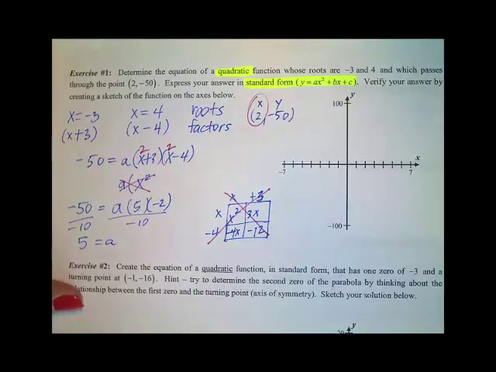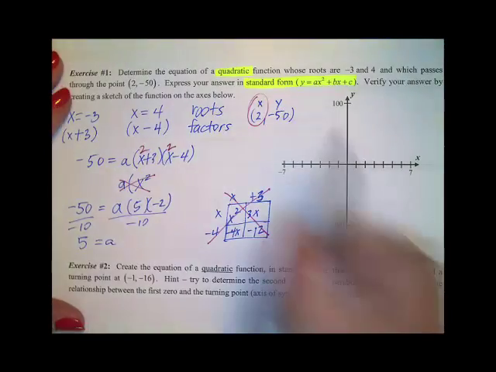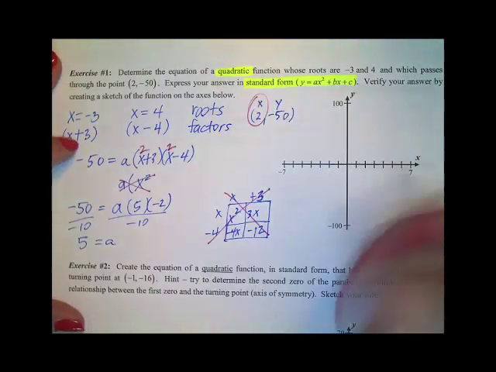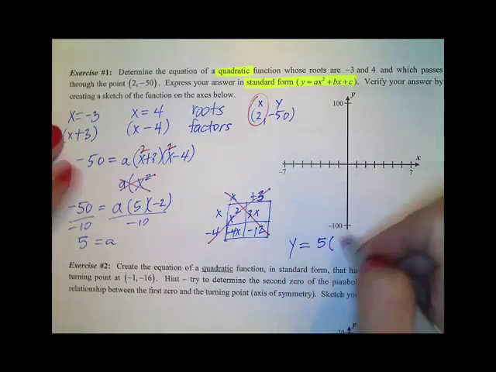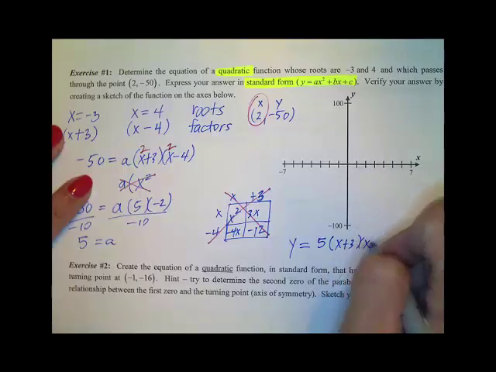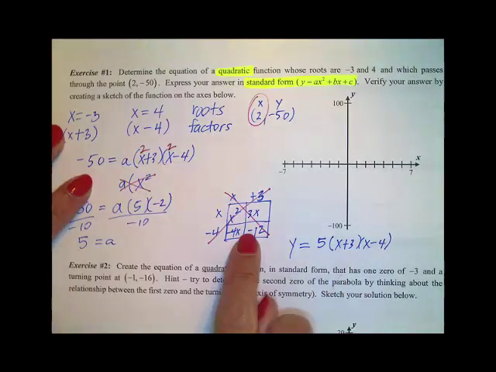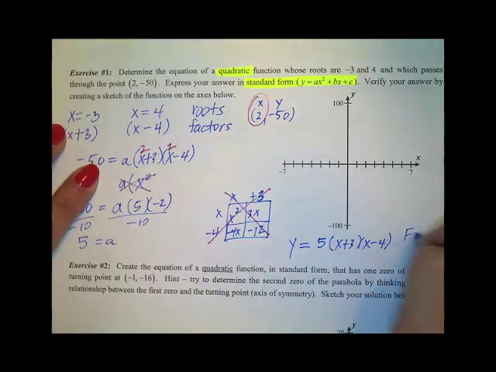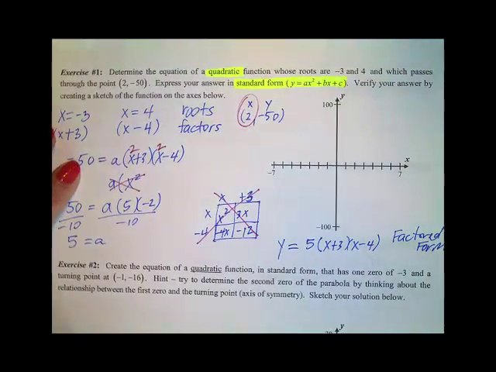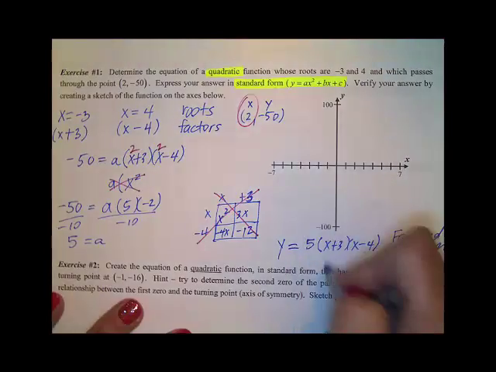So here comes the hard part, and I wasted all my space over there. I have to write the equation in standard form. So again, y equals, I know my a value is 5, so 5 times x plus 3 times x minus 4. So see, I was getting ahead. I do need this for the standard form. This form is called factored form. Sometimes the questions will say that, sometimes they won't. If it's a multiple choice, you can just graph it and match them. So I know that this is x squared minus x minus 12.